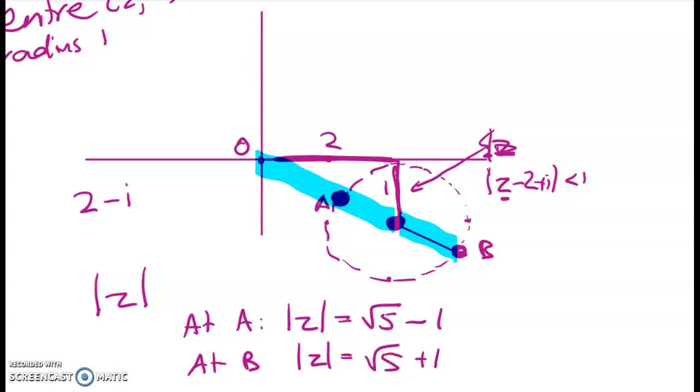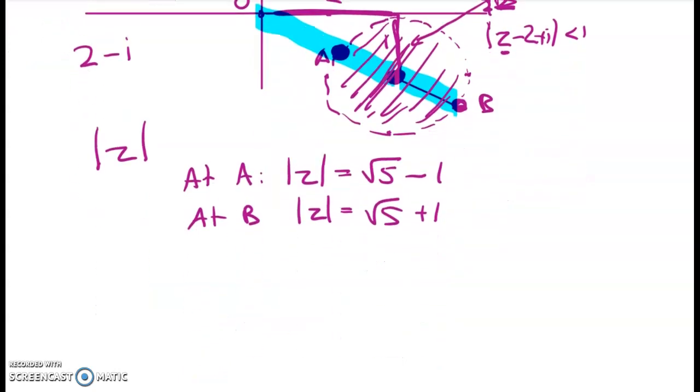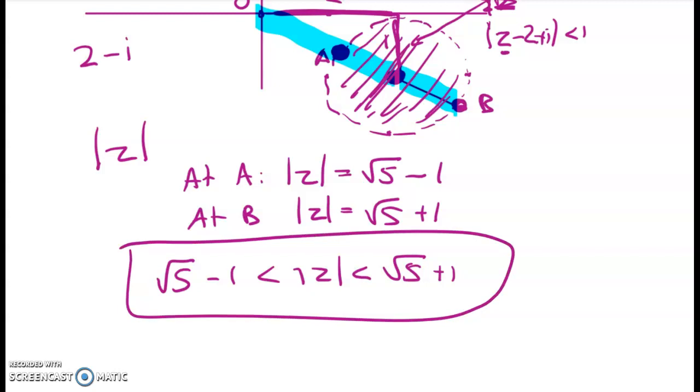And that means that anywhere in this area with the points, my magnitude is going to be somewhere between those two values. So they're the possible values of the magnitude, between root 5 minus 1 and root 5 plus 1. Okay, so that's our final answer for that one.